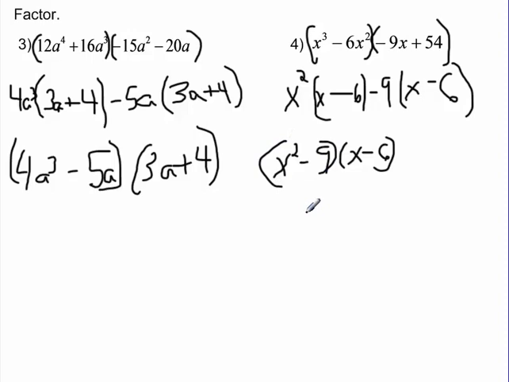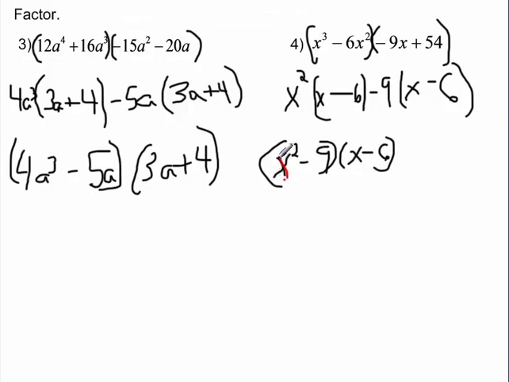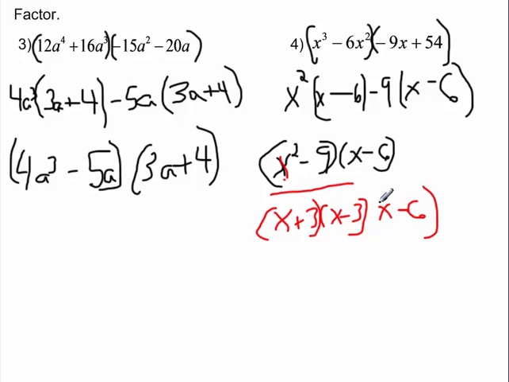Any more factoring you can do out of this one? This is the first time where I run you into this. This one right here can be factored more. So it breaks down to x plus 3, x minus 3. Those are all parentheses. And x minus 6. So again, the idea, I multiply this together, I end up right here. I multiply these together, I end up right here. Okay? These are factors of this.